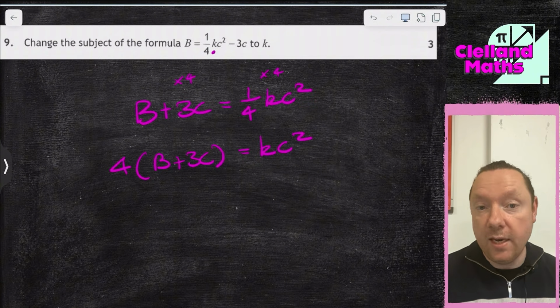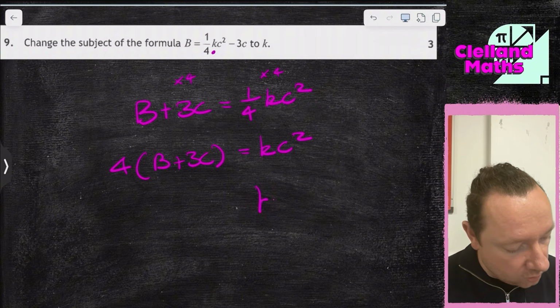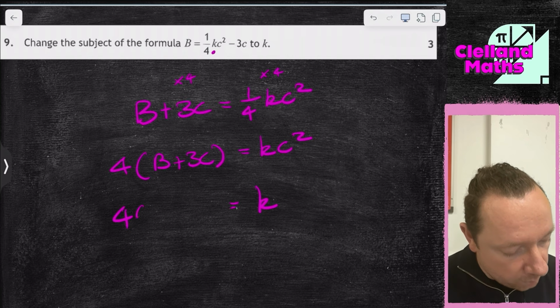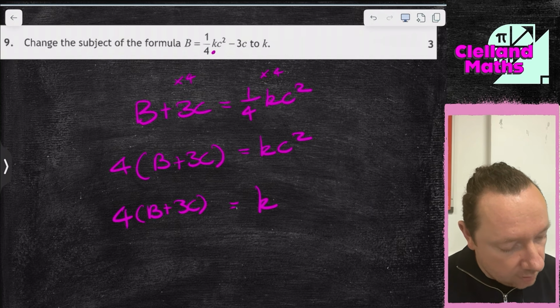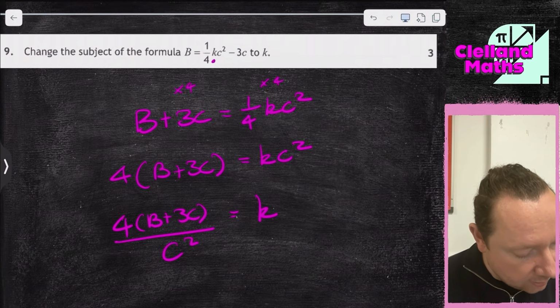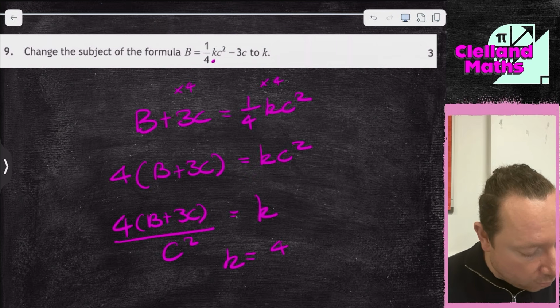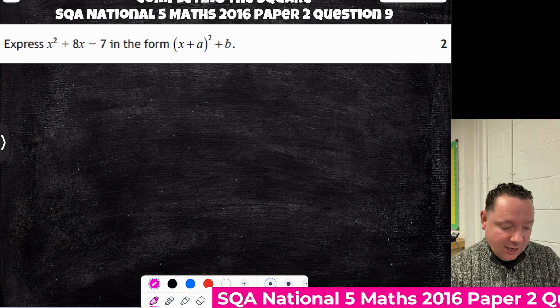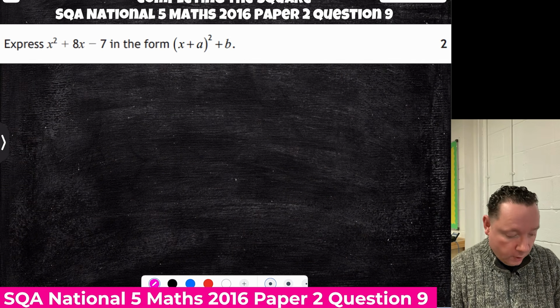Now, I need to divide by c squared to get the k on its own. 4b plus 3c all over c squared. Or in other words, k equals 4b plus 3c all over c squared. And we're done there. SQA National 5 Maths 2016, paper 2, question 9.